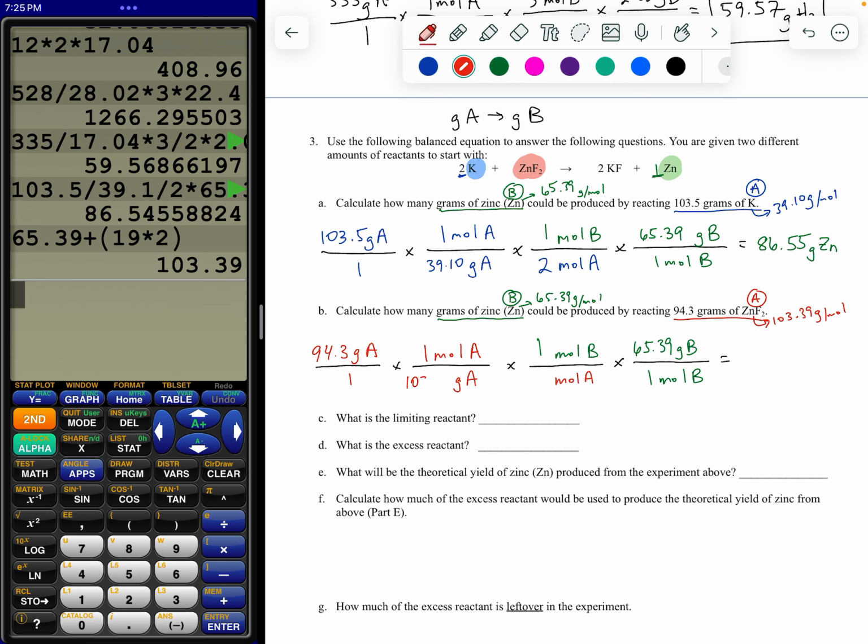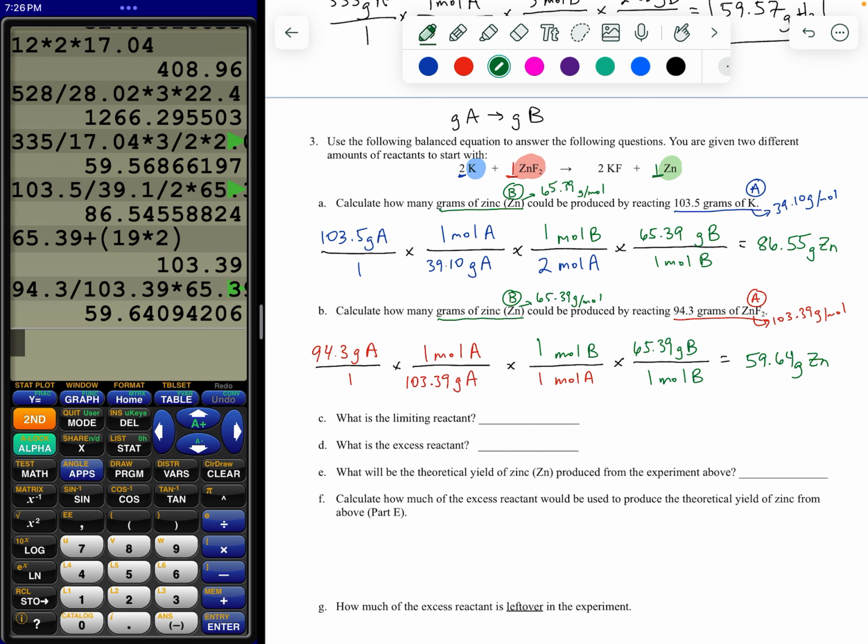There is 103.39 grams of substance A, and of course, based on our balanced equation, there is just 1 mole of zinc fluoride there. So we'll go through and calculate this one as well. 94.3 divided by 103.39 times 65.39, and we end up with 59.64. And that is grams of zinc there as well, or grams of B, right?